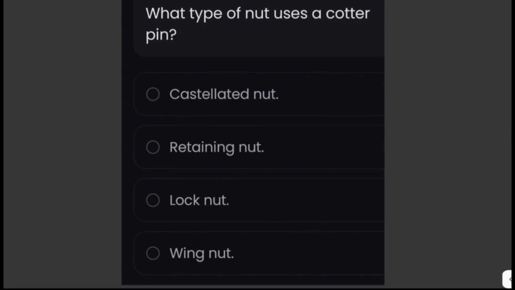What type of knot uses a cotter pin? Castellated knot, retaining knot, lock knot, or wing knot? The answer here is castellated knot. A castellated knot is a knot with two or more castellations or raised portions on its circumference. The cotter pin is inserted through the castellations and bent to secure the knot in place.